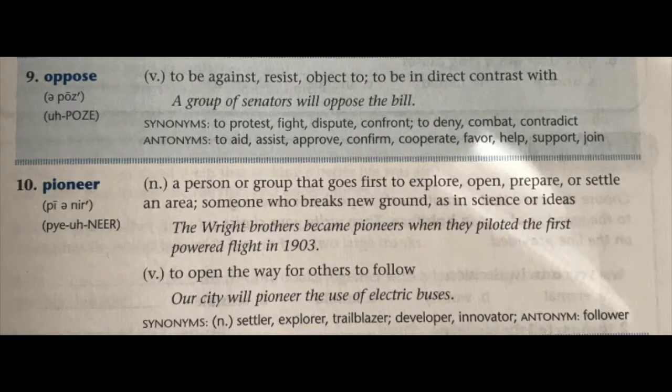Number 9, oppose, to be against, resist, object to, or to be in direct contrast with. A group of senators will oppose the bill. Number 10, pioneer, noun, a person or group that goes first to explore, open, prepare, or settle an area, or someone who breaks new ground, as in science or ideas. The Wright brothers became pioneers when they piloted the first powered flight in 1903. Verb, to open the way for others to follow. Our city will pioneer the use of electric buses.